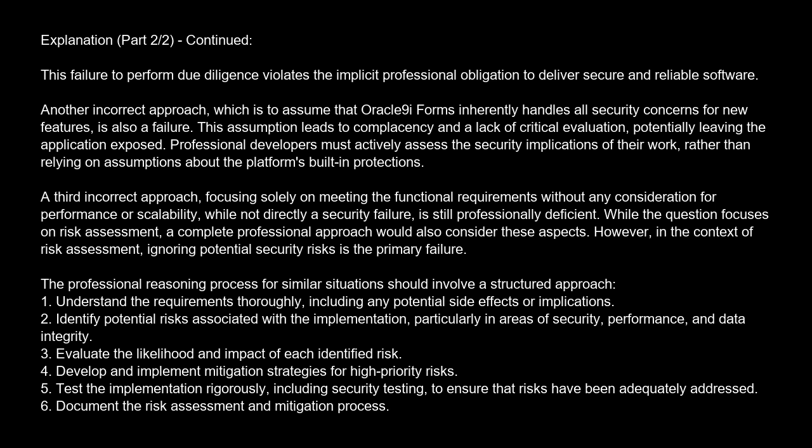The professional reasoning process for similar situations should involve a structured approach. 1. Understand the requirements thoroughly, including any potential side effects or implications. 2. Identify potential risks associated with the implementation, particularly in areas of security, performance, and data integrity. 3. Evaluate the likelihood and impact of each identified risk. 4. Develop and implement mitigation strategies for high-priority risks. 5. Test the implementation rigorously, including security testing, to ensure that risks have been adequately addressed. 6. Document the risk assessment and mitigation process.